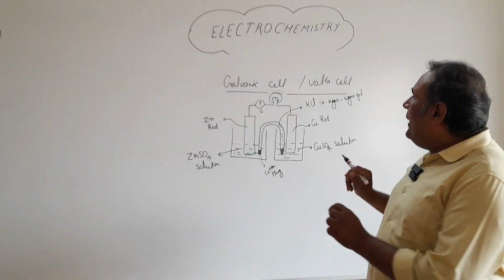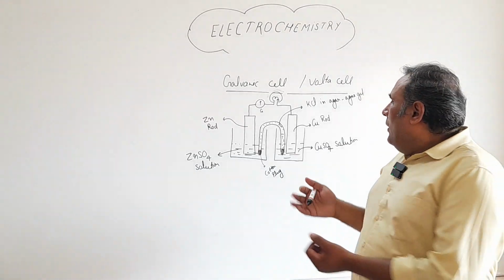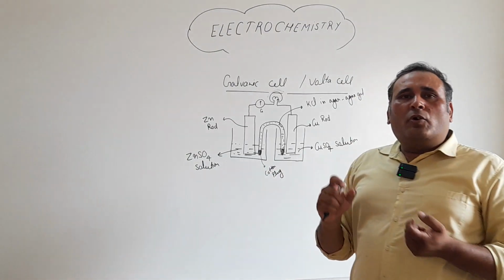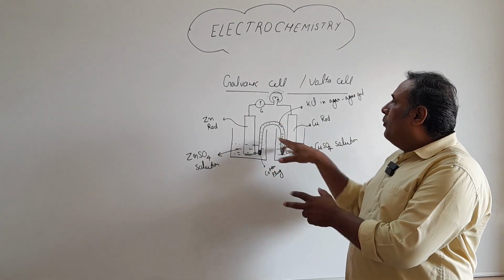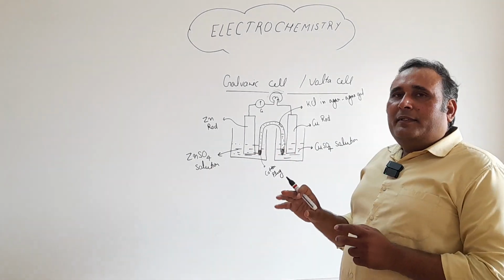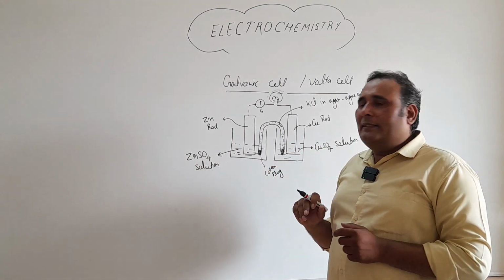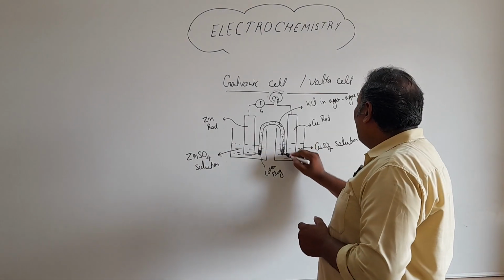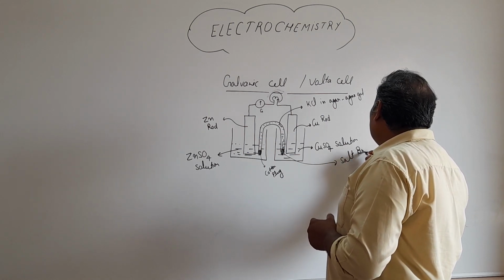So that U-shaped glass tube filled with KCl in agar-agar gel, whose openings are closed by a cotton plug and which internally connects these both half cells or vessels, is known as a salt bridge. So basically we can say that is the salt bridge.